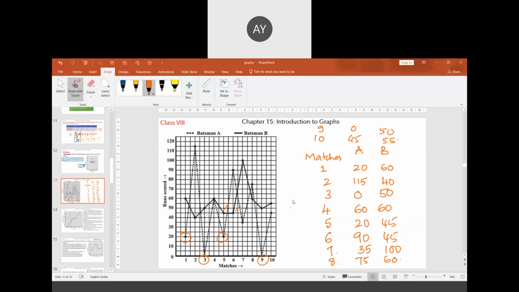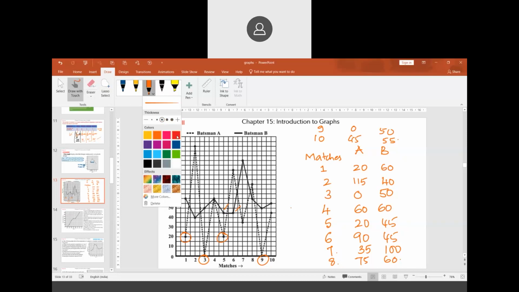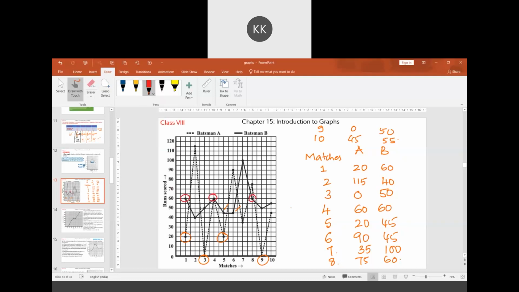So we can interpret some information from line graph also, as we were interpreting in histogram. For B, 1, 4, 8, sir. Same, 60 runs. Yes, correct, sir. You're absolutely correct. 1, 4, and 8. Sir, 3 and 9 also. Yeah, 3 and 9 also.